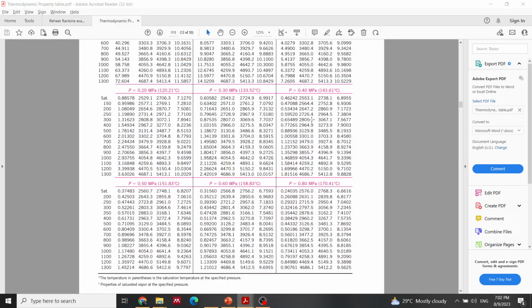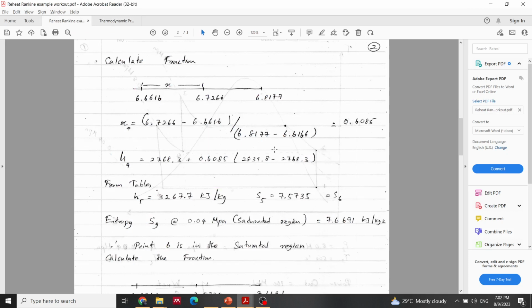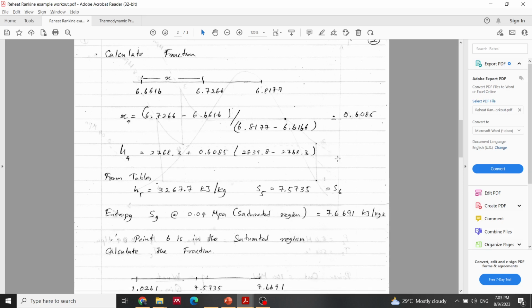If we go back to the superheated table, these are the values: 2768.3 plus x times this difference, x times 2839.8 minus 2768.3. That is what is given in here. So with that you can calculate the h4 value.